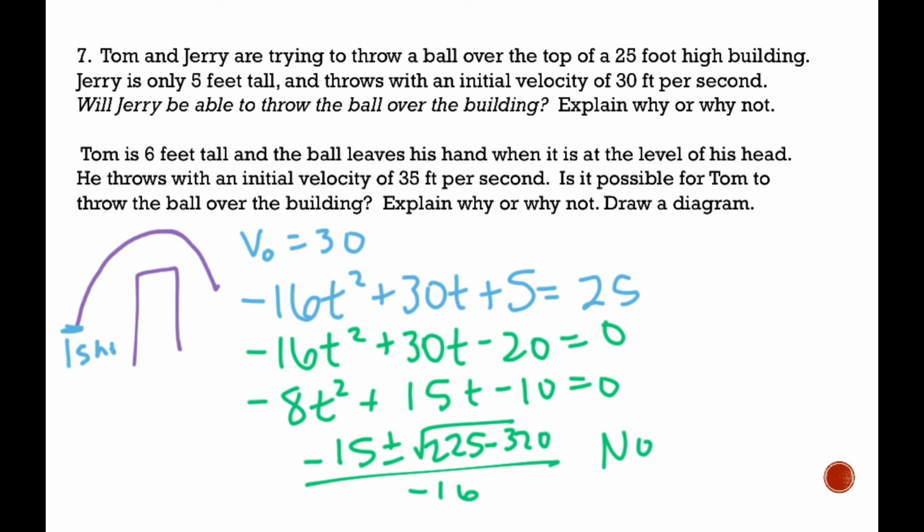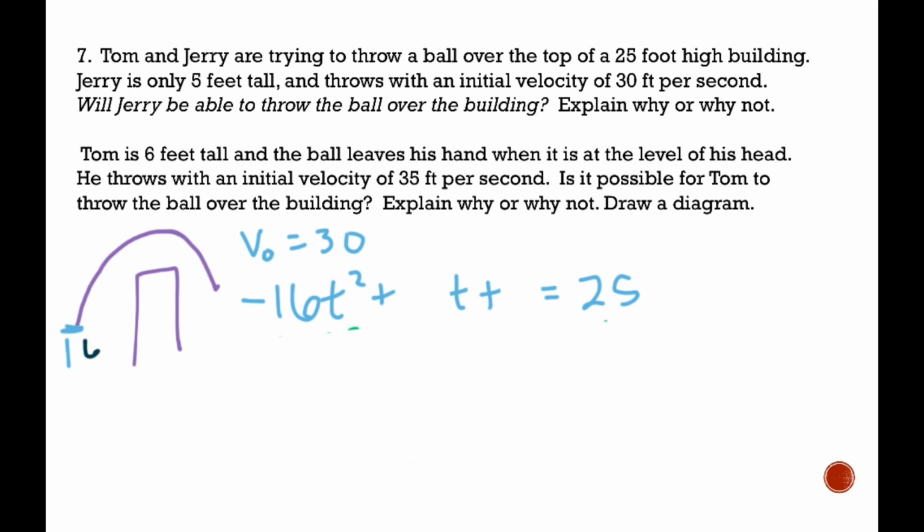Now if you take Tom, who is 6 feet tall, so his initial height is changing the situation, and he's throwing the ball with initial velocity 35 feet per second, so he's throwing it a little bit harder. So a couple of things are going to change. The building's not changing, but that initial height and the initial velocity are. So I'm going to change this to be 35, and then this is going to be 6. And then I'm going to do the same type of thing, and move everything to one side. So I have 0.